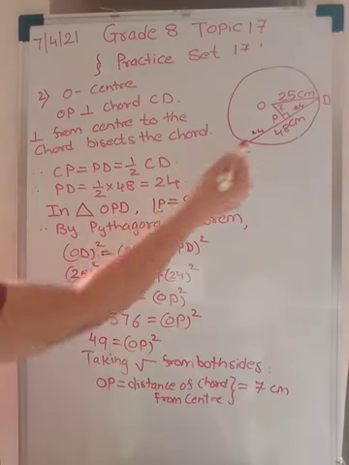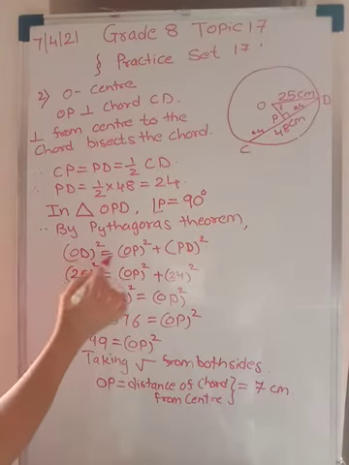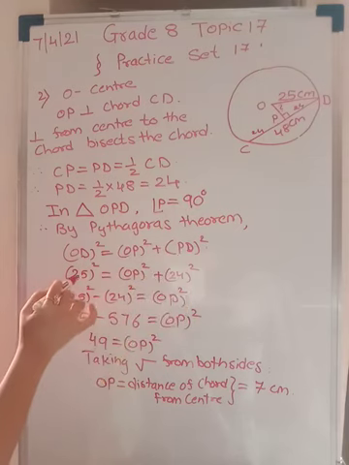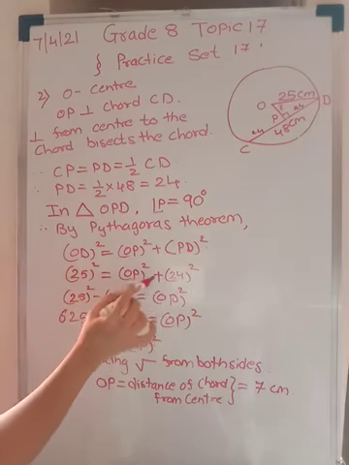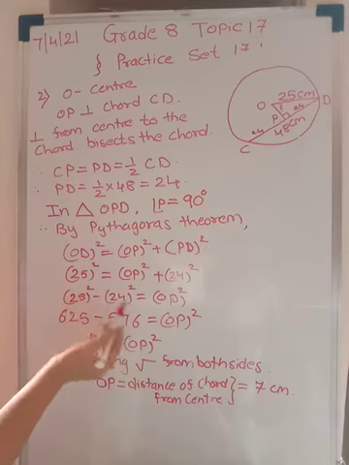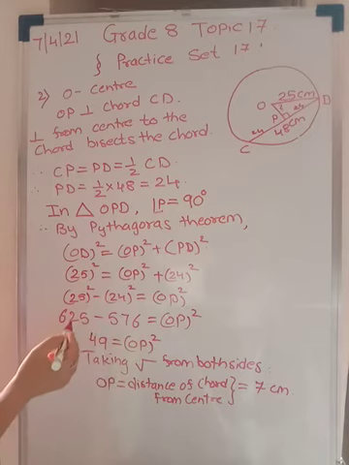So hypotenuse square, which is the side opposite to 90. OD is the hypotenuse. So OD square is equal to OP square plus PD square. Substituting, 25 square is equal to OP square plus 24 square. So 25 square minus 24 square, if I shift it over here, becomes OP square. So 625 minus 576 is equal to OP square.